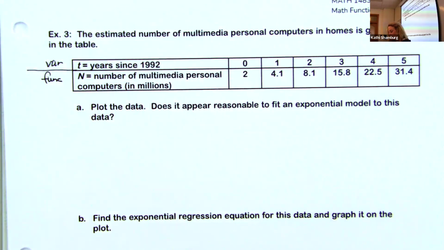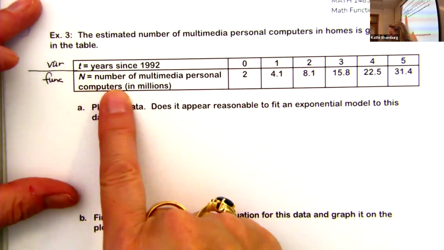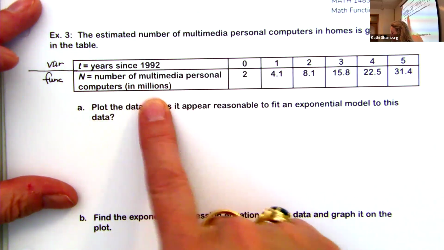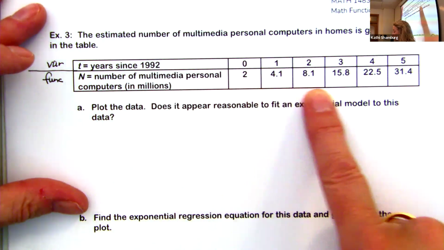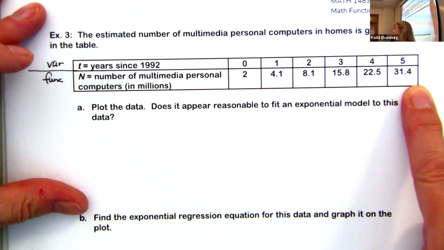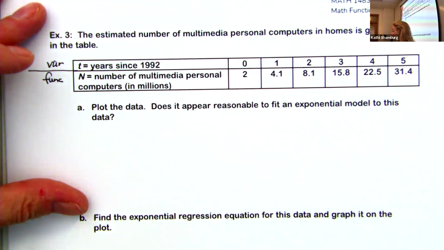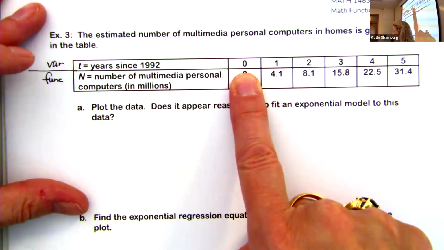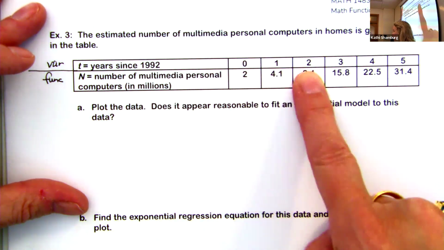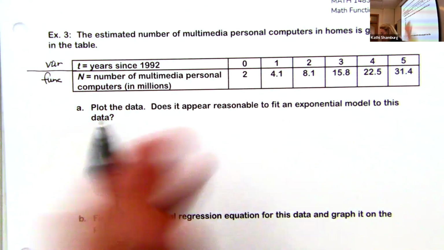The estimated number of multimedia personal computers in homes is given in the table. Okay, so PCs, personal computers. My function is the number of computers in millions, so 2 doesn't mean two computers, it means 2 million. Obviously, this is showing growth. It's increasing, which makes sense. This is year 1992, 1993, and so forth. It says plot the data.